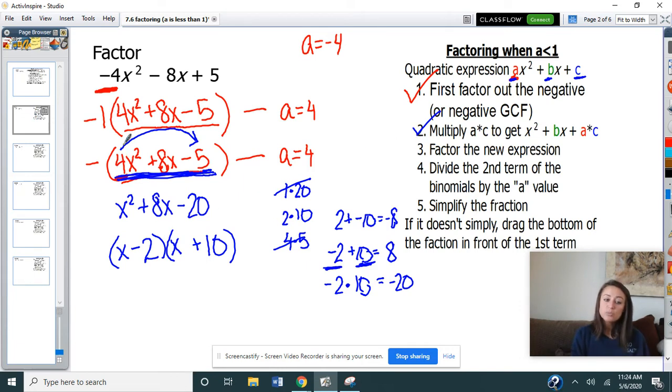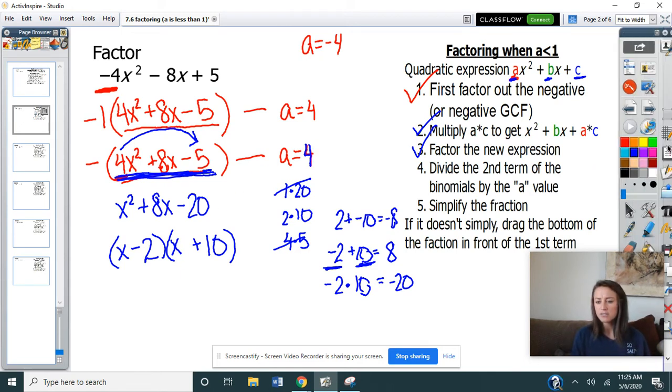We had to multiply the a value to the c. So now we need to go and divide the second terms by the a value. Since we multiplied the a value in, we need to now go divide it out. So my a value here is not negative 4. We're working with the blue part. We factored out the negative. So now my new a value is positive 4. So don't get confused with that.